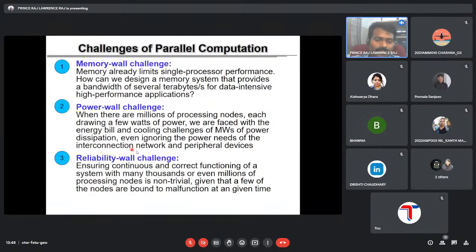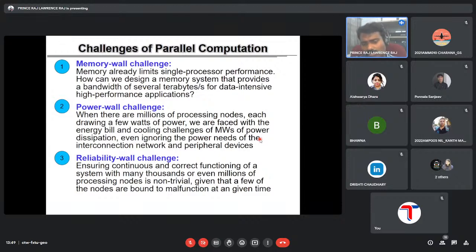Now another main problem is reliability. How reliable is this programming? For example, let's say 100,000 or 1 lakh processors are there, and all of them are working together. But how will you say that everything is always working fine?